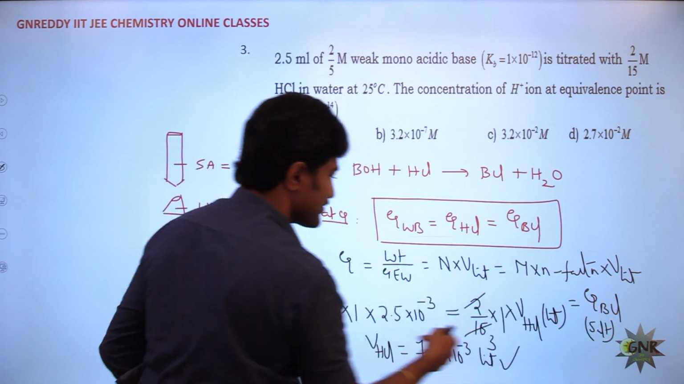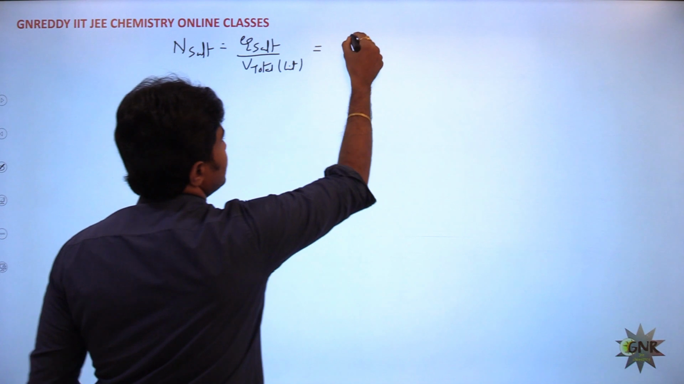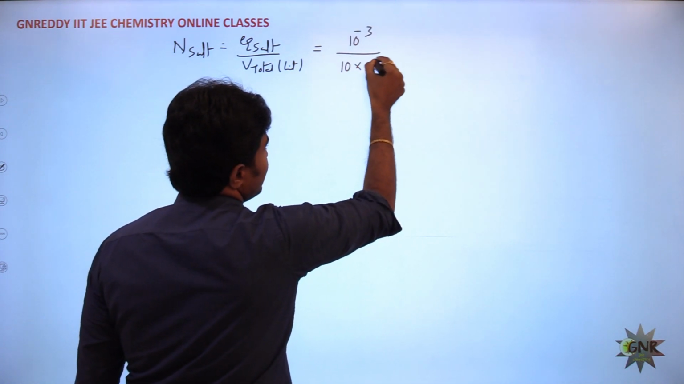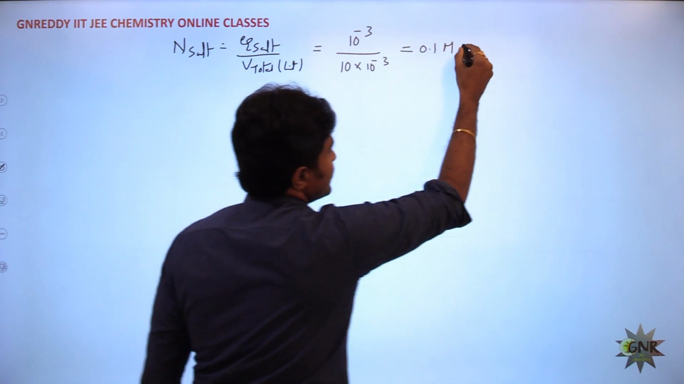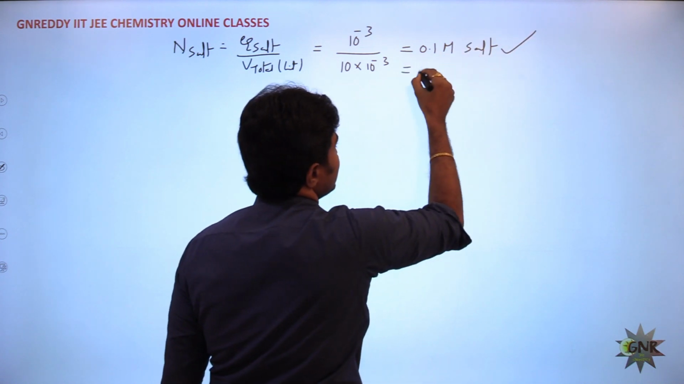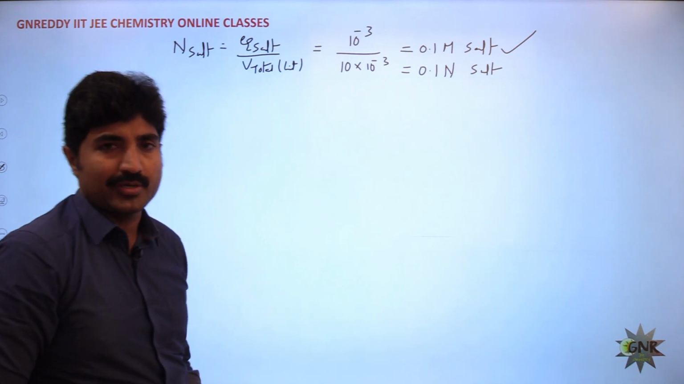Therefore, equivalents of salt is just 10 power minus 3, and this is 10 ml. So 10 ml means 10 into 10 power minus 3. Simply, this is 0.1 molar salt concentration, or normality, because both are the same. Its n factor is 1.